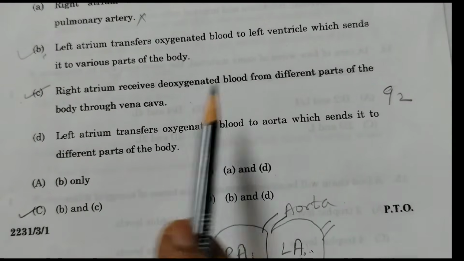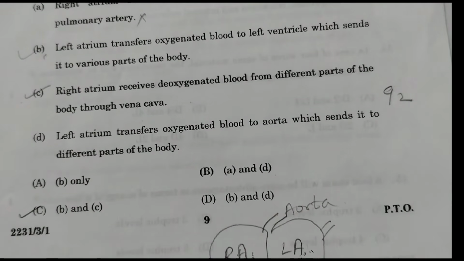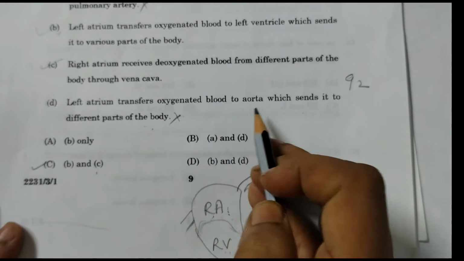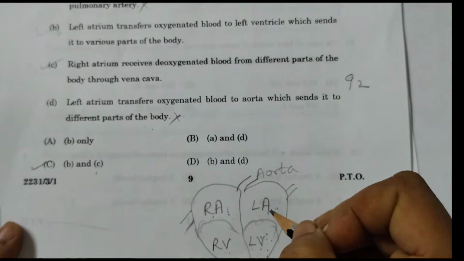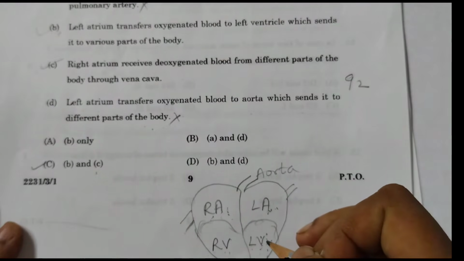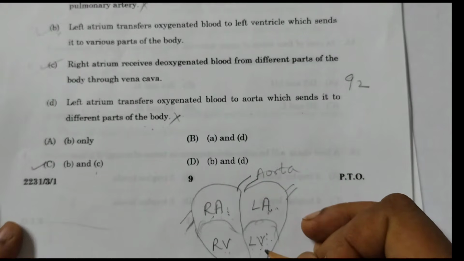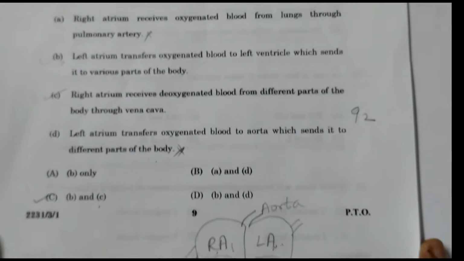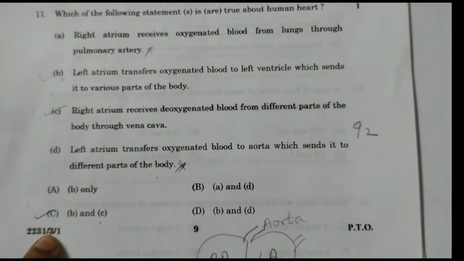Right atrium receives deoxygenated blood from different parts of the body through vena cava. This is correct. Left atrium transfers oxygenated blood to aorta, which sends it to different parts of the body. Left atrium sends the oxygenated blood to aorta. That is false because it is pushing the blood to left ventricle, not aorta. So this is not correct. The correct options are only B and C, which is option C.